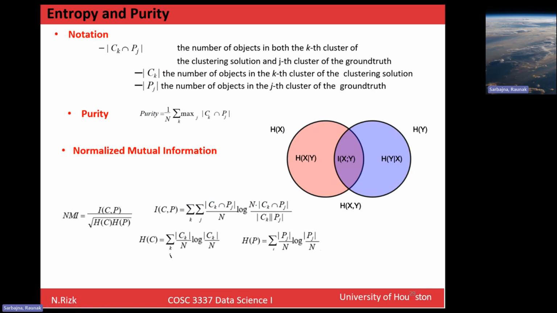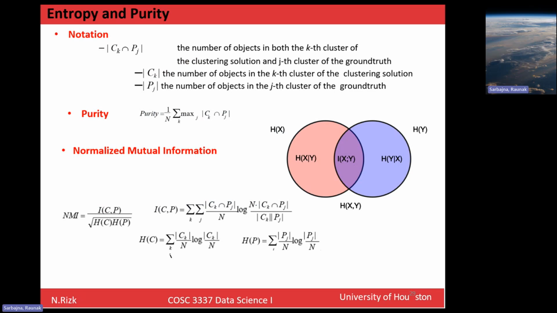For normalized mutual information and purity, you have to know a couple of different terms. One is C of K, which is the number of objects in the kth cluster of the clustering solution. It's obvious. And P of J is the number of objects in the jth cluster of the ground truth. Because this is supervised clustering, you have a ground truth. You know what the cluster results should look like. So P of J is the true results, so to speak.